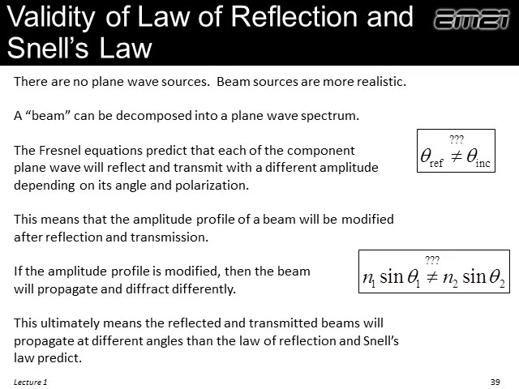Well, if those different angles reflect differently, then when that beam reflects off of a surface, it won't be shaped like what it was when it hit the surface. So if it was a Gaussian beam when it hits the surface, when it reflects, it'll be a slightly lopsided Gaussian beam, which means it's not going to propagate the same way that it did. It'll propagate at a slightly different angle.